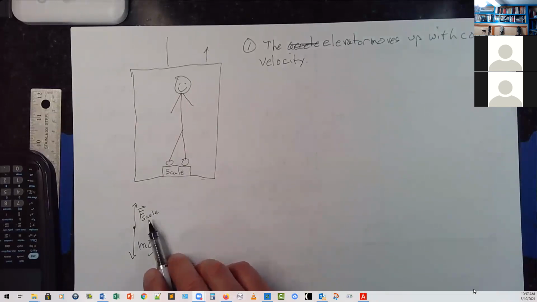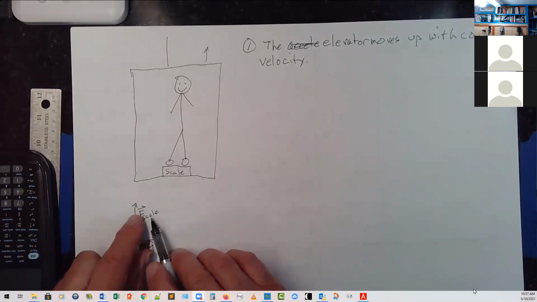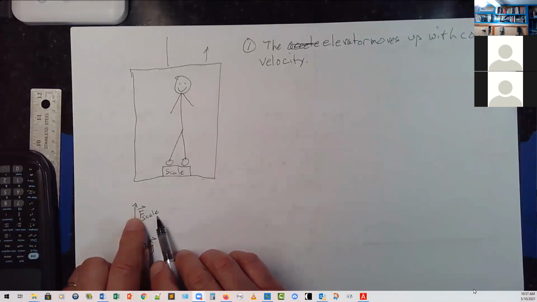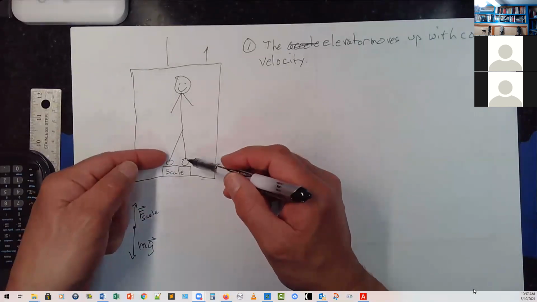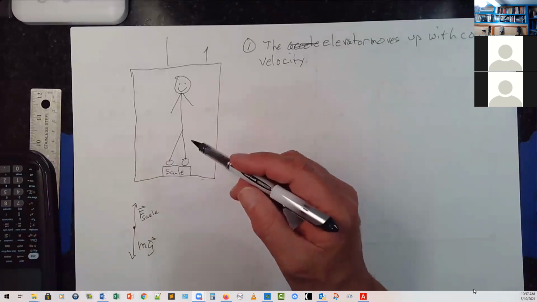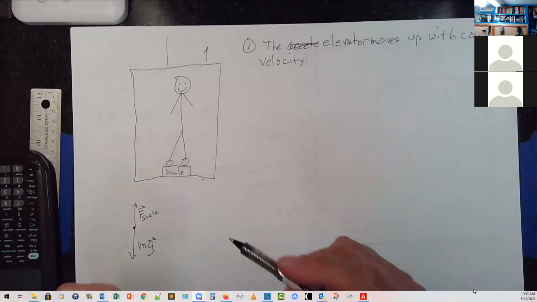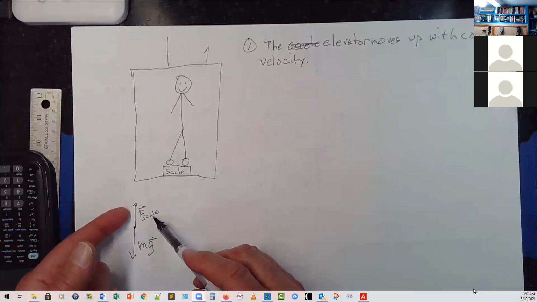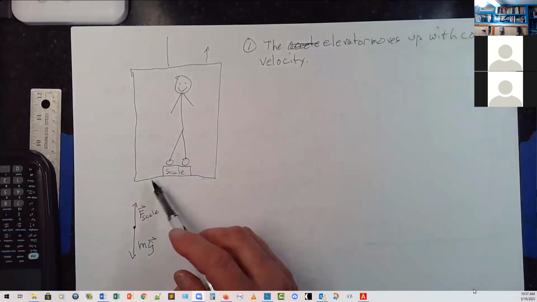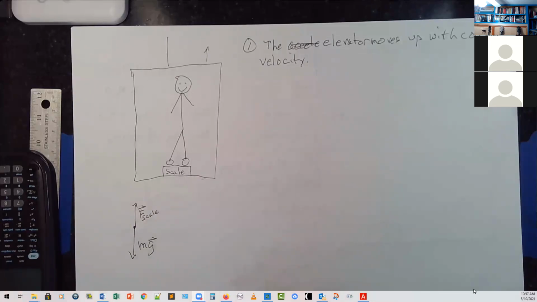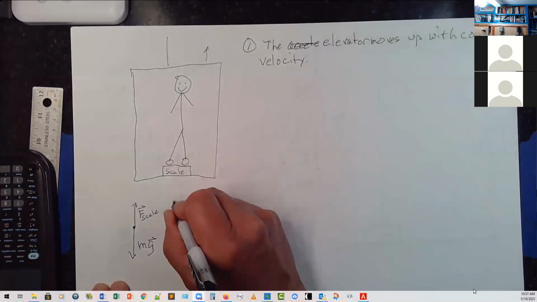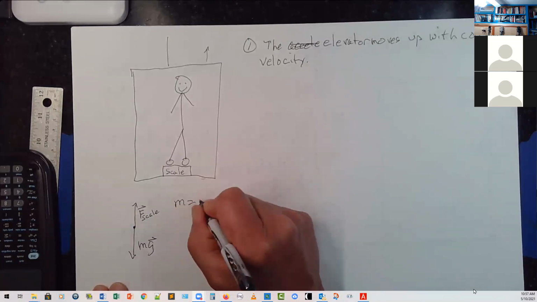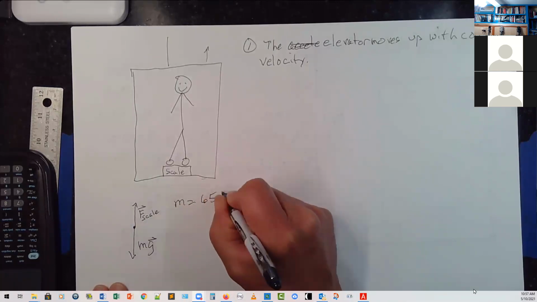It's actually the third law partner. This is the force the scale exerts on you. It's the third law partner of the force that you exert on the scale, and the scale reads the force that you exert on the scale. So if we can figure out what this happens to be, we can find out what the scale is going to read, but it's also what you will perceive as your weight when you're on the scale like that. Let's suppose we'll just give this person a typical student mass of, let's say, 65 kilograms.